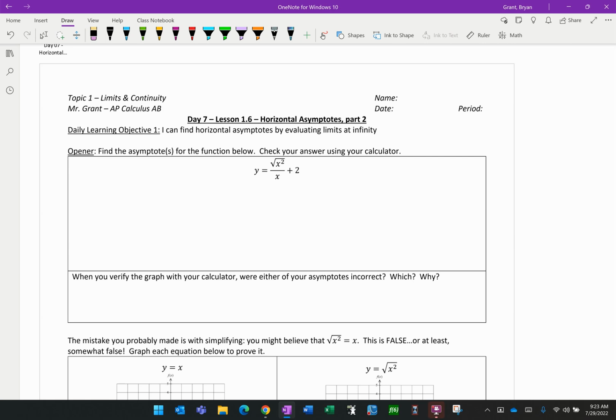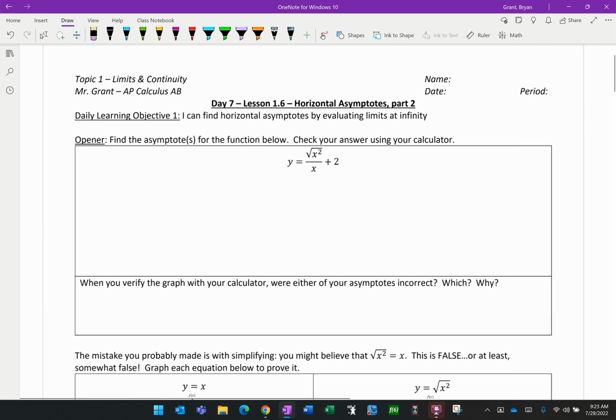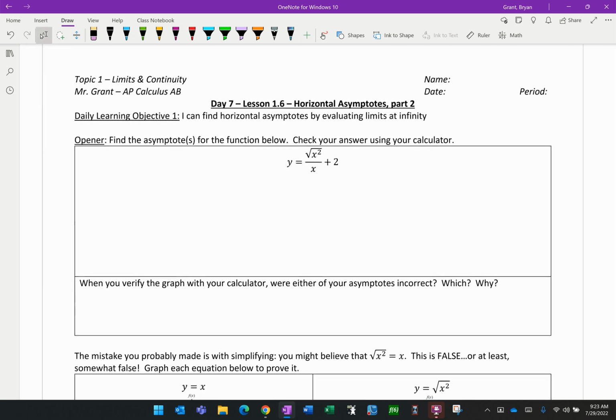Today we're going to broaden our horizons and come up with a few more complicated equations and discuss a couple specific cases that you might not have considered in the past. So for our opener, let's go ahead and find any asymptotes that might exist for the function below, and then go ahead and check your answer using your calculator. And by your calculator, I really mean your graphing calculator. You'll make a graph and see if you're right. So let's get that done, and then unpause, come back to this, and we'll see how you did.